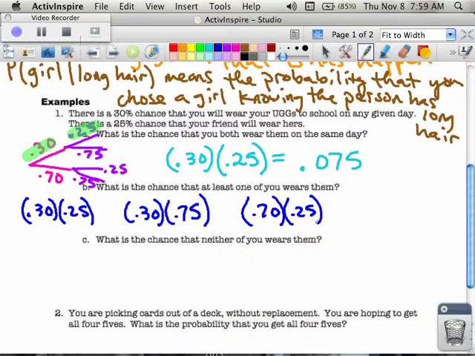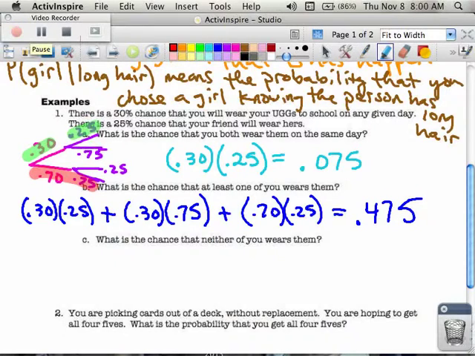There are three cases where at least one of you is wearing them. Both wear them, you wear them, she wears them. When that occurs, you multiply each of the pieces for you and your friend, but then since there are three possibilities, you add those up together. And when you add those up together, I believe that you're going to get 0.475, or in other words, a 47.5% chance that that's going to occur.